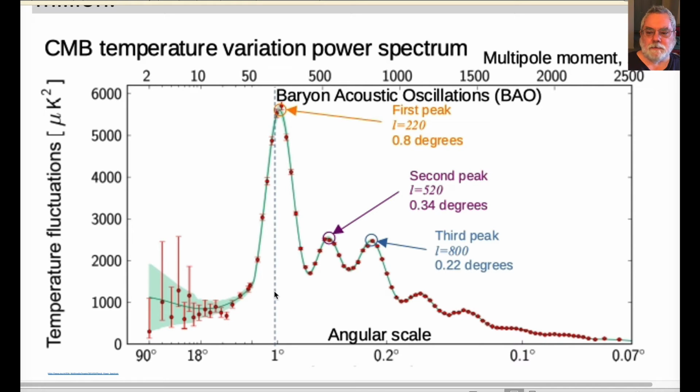For angular scales greater than 1.1 degrees, multipole moment L less than 160, left of the vertical dashed blue line on the power spectrum graph, CMB cool spots are believed to have been slight overdensities of dark matter at that time. Photons lose energy escaping the gravitational well. And CMB warm spots are believed to have been slight underdensities of dark matter.